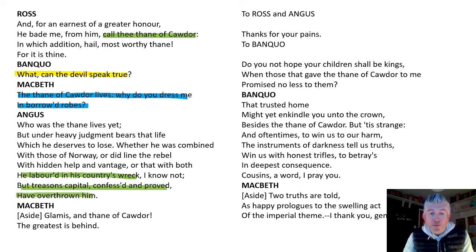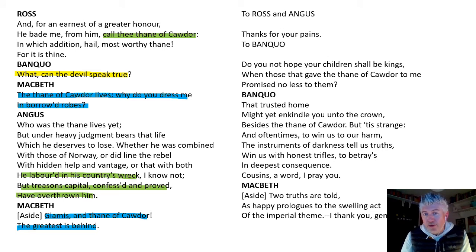Macbeth says this as an aside, which means only the audience can hear him. "Glamis and Thane of Cawdor, the greatest is behind." When he says the greatest is behind, he means that the prospect of him becoming king is behind Cawdor. So Glamis has happened, Cawdor's happened, and he now starts to think straight away that means me becoming king is going to happen.